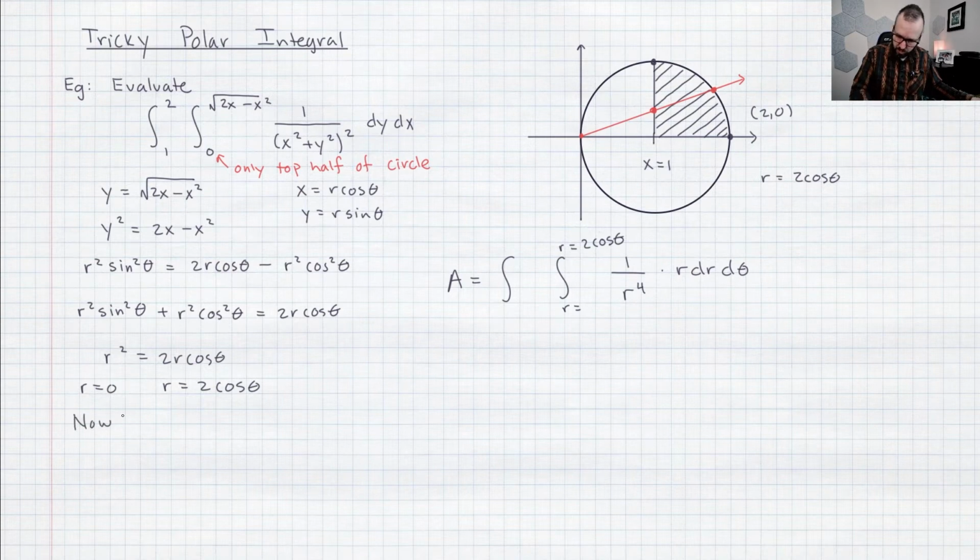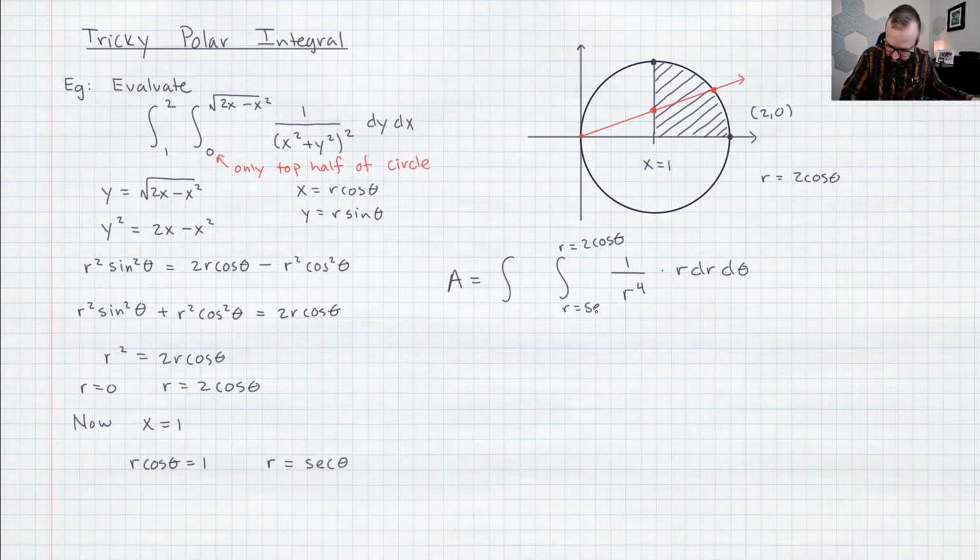But we need to convert this vertical line right there, x equals 1, into polar. It gets pretty ugly because x is r cosine theta. So the equation x equals 1 converts to r cos theta equals 1. You divide both sides by cosine theta, and that vertical line is r equals the secant of theta.